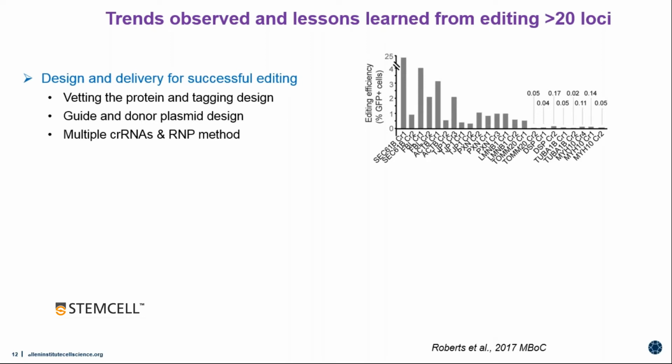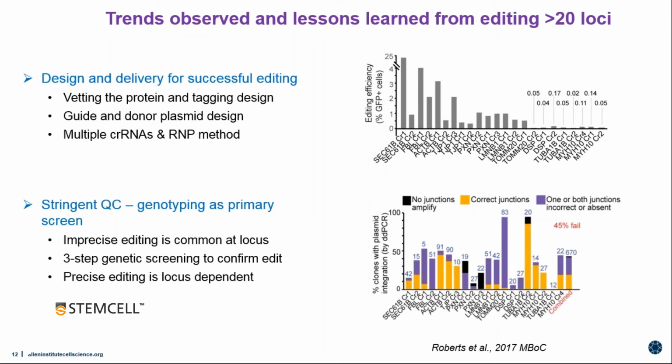This is the editing efficiency as measured by FACS. But the good news is, even if it's 0.05%, we can get an edited line out of that. And stringent QC is essential, especially our 3-step genetic screening strategy has really paid off. So we took some of our clones that failed our criteria, but would have passed the junctional assay, which are shown on the right here in yellow.